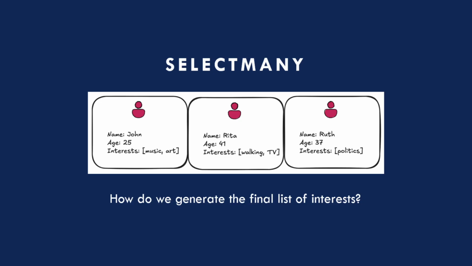But what happens if my final output needs to be an array of strings with all the interests flattened, instead of an array of arrays? That doesn't serve my purpose. And with SelectMany, you can have this as an output collection, with all the elements flattened out.